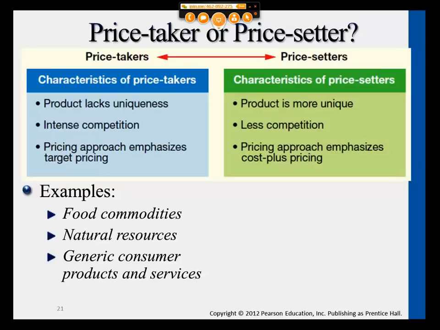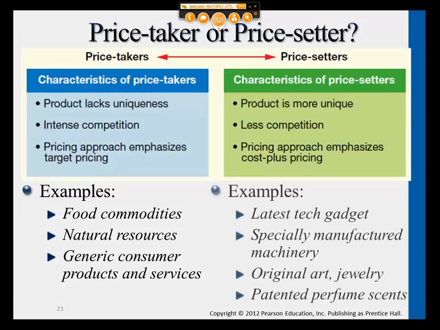All right. So let's look at who are price setters. The product is unique here, or more unique, different from the other vendor. We don't have much competition usually within price setters. And the pricing approach emphasizes cost plus pricing. So we have a cost and then on top of that, that's how we derive the price, not from the target. So what would be examples?